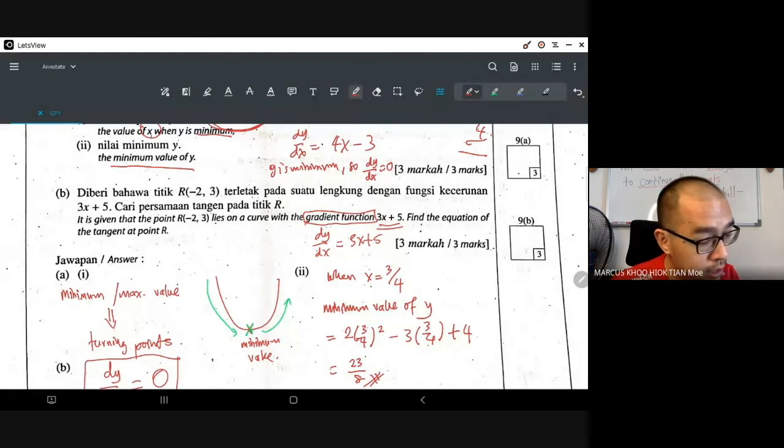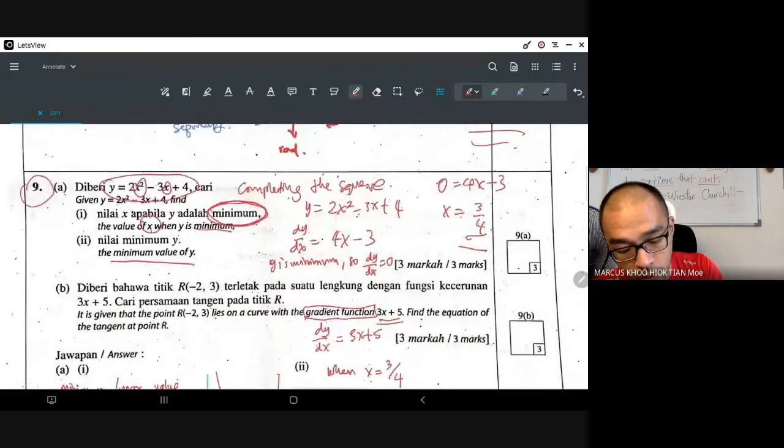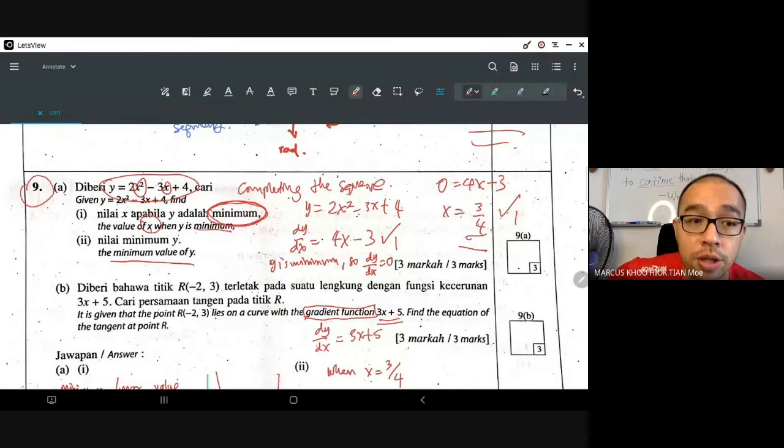Nothing much to think here. It's only 1 mark. This is 1 mark. Differentiating is always 1 mark. And then getting the answer is 1 mark. So it's a 3-mark question.